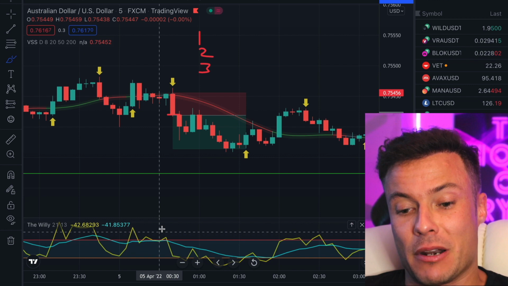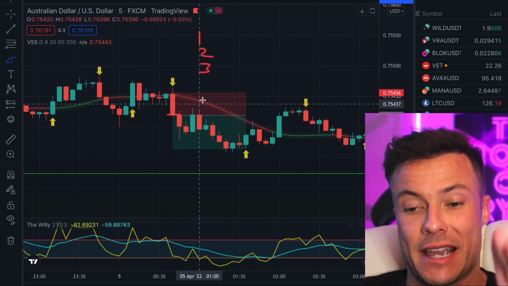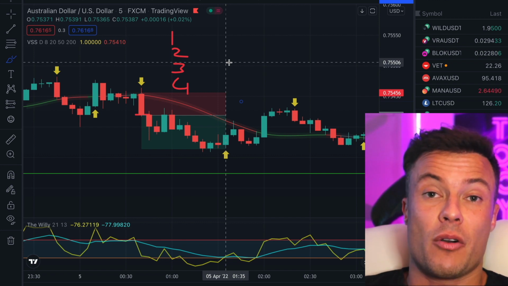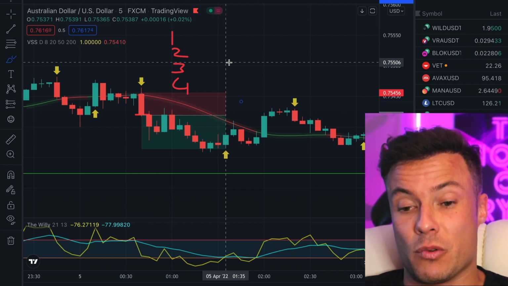And then I look down below and the yellow line has crossed under the blue line. Again, that's my 4th criteria. Down below, sell. I'm then going to take a 1 to 1.5 risk to reward ratio.